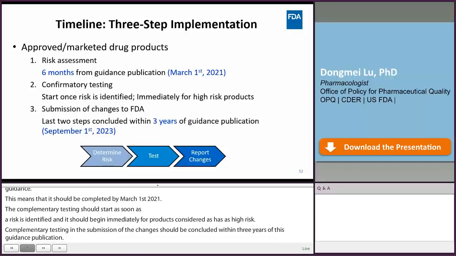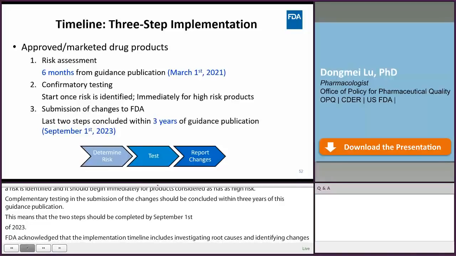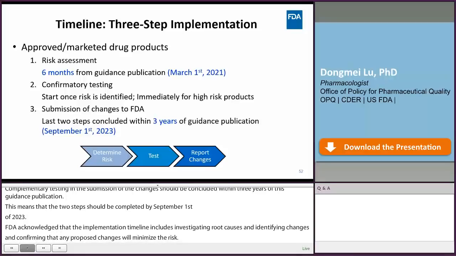FDA acknowledged that the implementation timeline includes investigating root causes, identifying changes, and confirming that any proposed changes will minimize the risk. The timelines also include activities conducted by API manufacturers to support the drug products in which they are used. FDA may request an expedited risk assessment, confirmatory testing, or other regulatory action based on the information available to the agency.